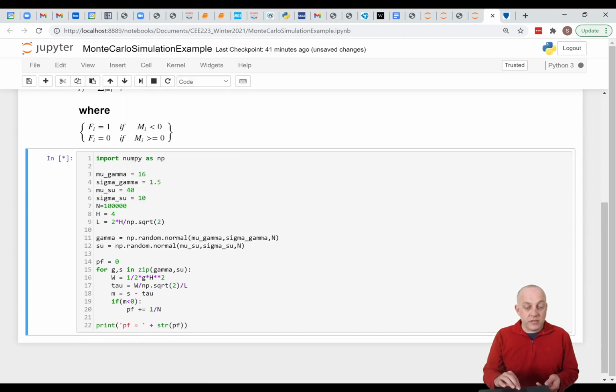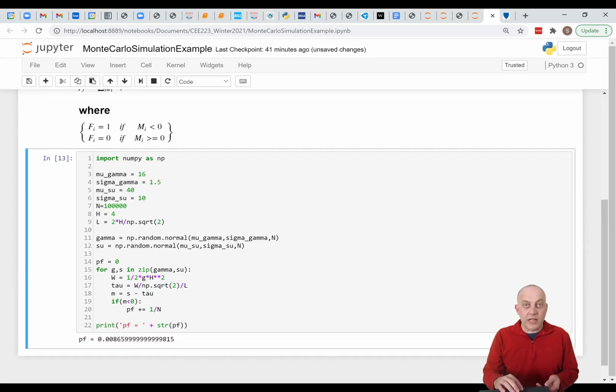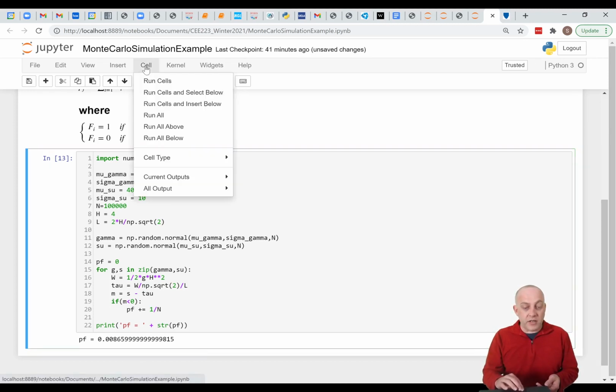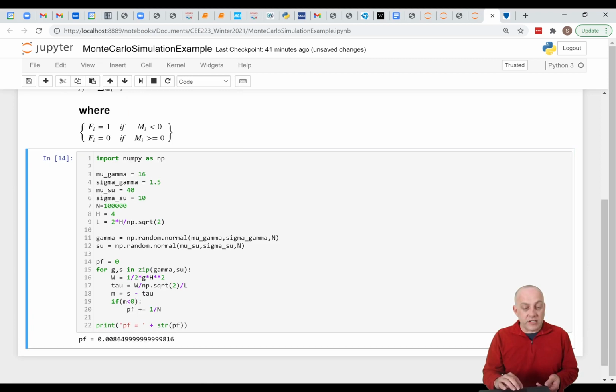Run. Okay, it took a little bit of time, but I got a probability of failure of 0.00866. It agrees pretty well with the closed form solution. And if we run it again, we'll get a different number, right? Because now we get 0.865.